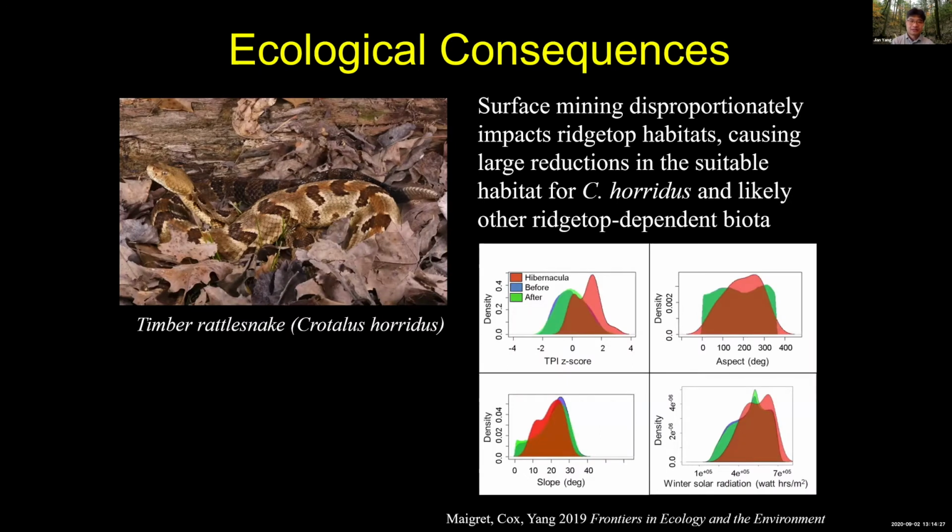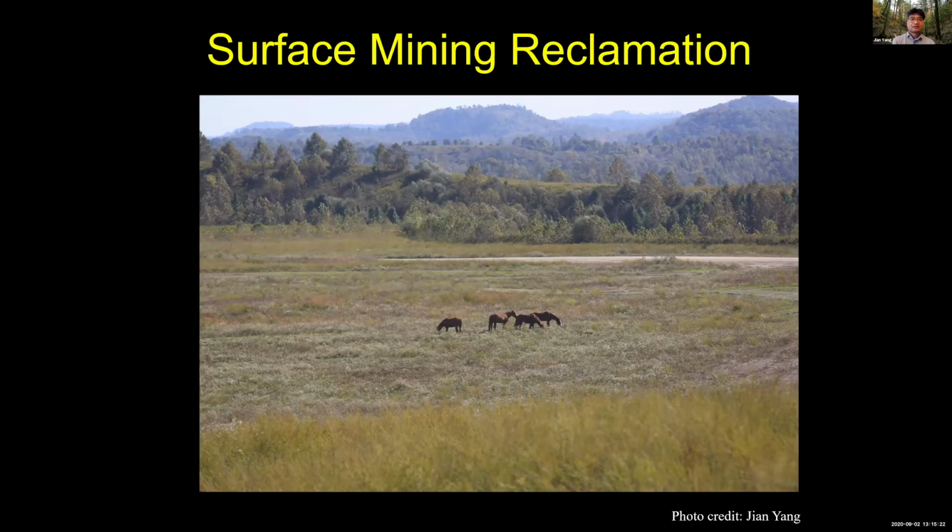And this homogenization has severe ecological consequences because it can disproportionately impact the ridge top habitats and cause a reduction of the suitable habitats for, say, the timber rattlesnake and other ridgetop-dependent biota. This is a project that was conducted by Thomas Margaret, a PhD student of John Cox. He was in my landscape ecology class, and that was his final project to look at the habitat of the timber rattlesnake. After the class, we collaborated for about 1.5 years to look at this in a bigger context for the entire Eastern Kentucky and published this in Frontiers in Ecology and the Environment. But what we saw was just the surface mining impacts on topography and the biota.